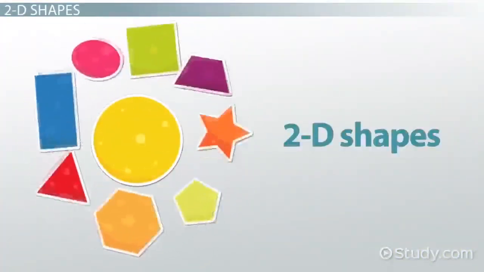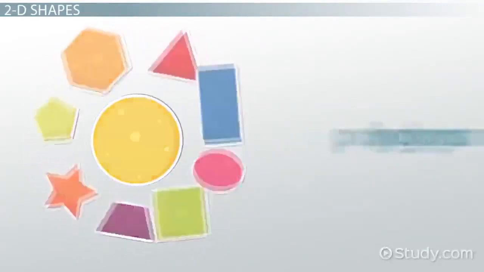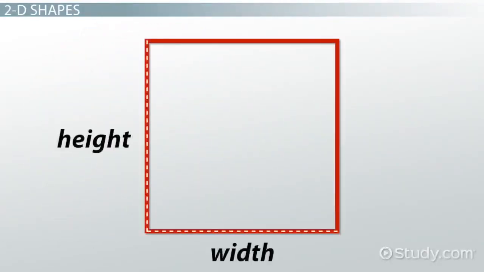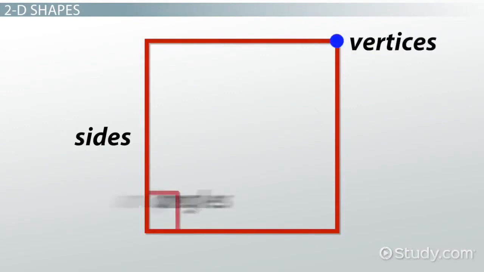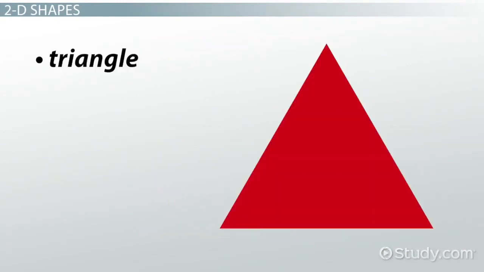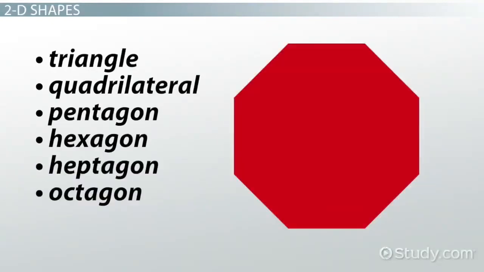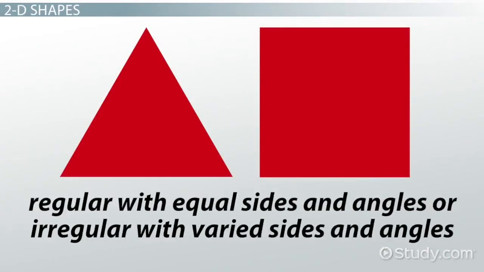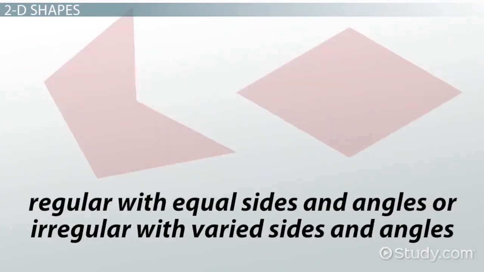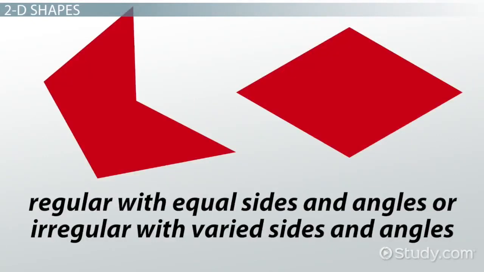First, let's review 2D shapes, also known as polygons. Polygons have height and width, and sides, vertices, and angles. They include the triangle, quadrilateral, pentagon, hexagon, heptagon, octagon, nonagon, and decagon. And they can be regular with equal sides and angles, or irregular with varied sides and angles.